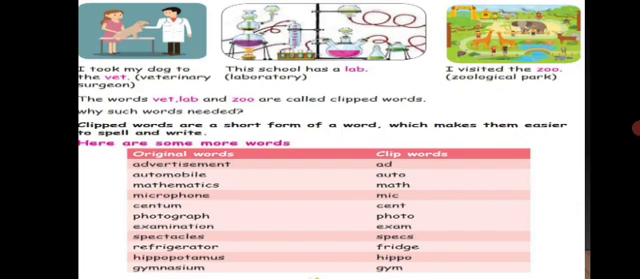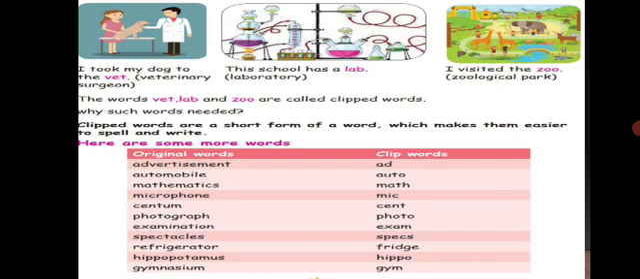Okay, why are such words needed? We have already learned that, isn't it? Clipped words are formed. Why are they formed? To spell the words very easily as well as to write. So clipped words are a short form of a word which makes them easier to spell and write. Okay, they have given some examples.